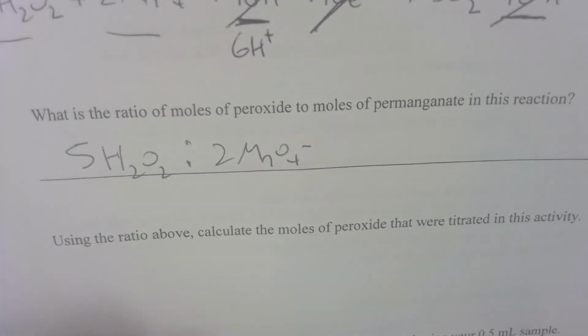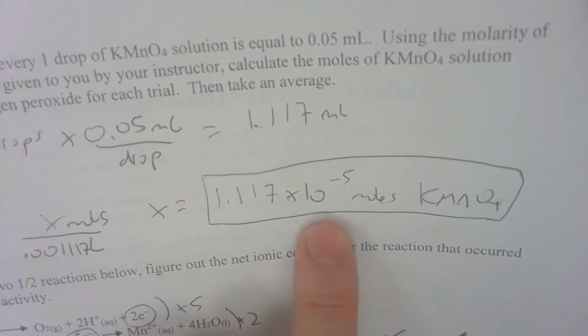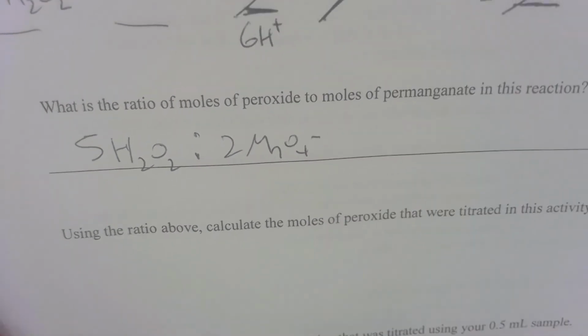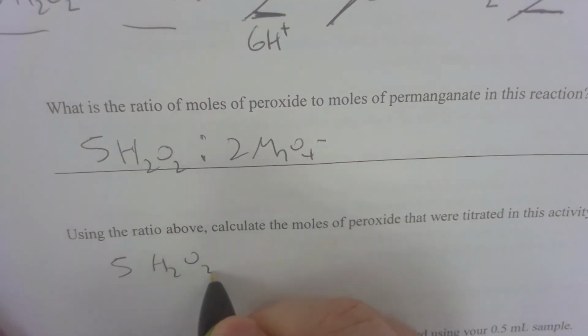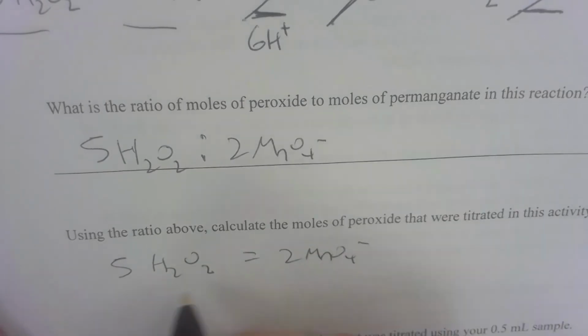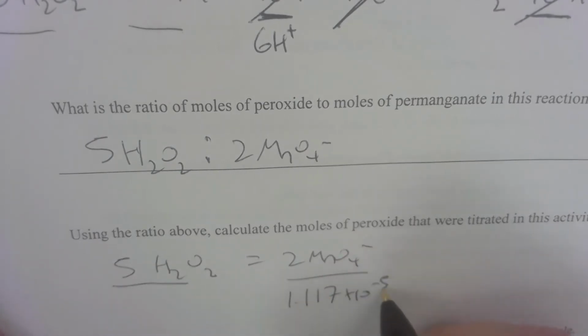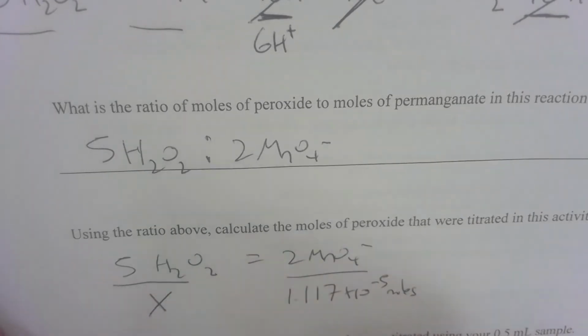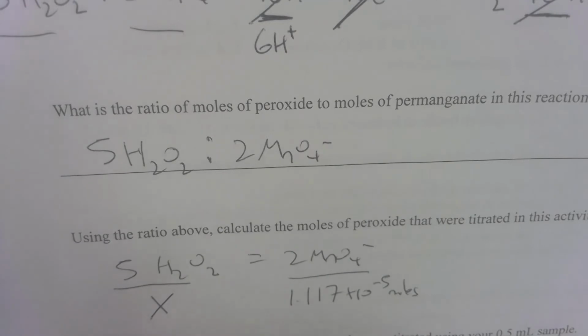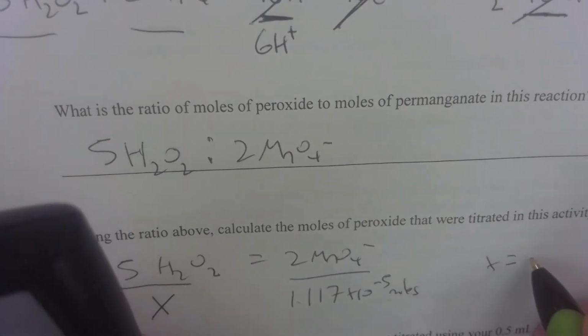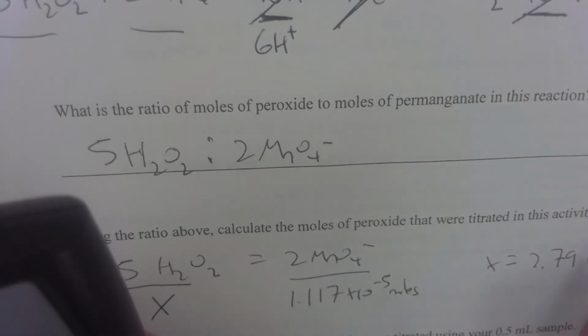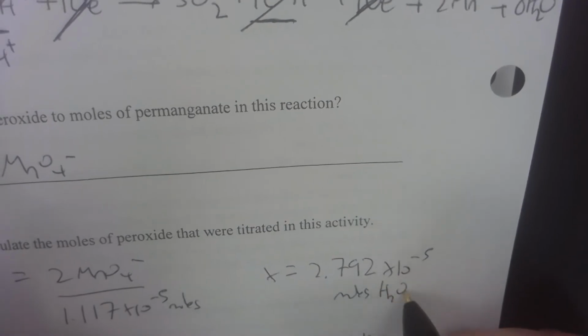Okay? Well, if we go back to the top here, we know that we used exactly this many moles of KMnO4 on average. So if the ratio is 5:2, we can simply just do 5 H2O2 equals 2 MnO4 minus. That's the ratio. We know we used 1.117 times 10 to the minus 5 moles of KMnO4. So we can cross multiply and solve for x. So let me do that. And if my calculator is to be believed, x is equal to 2.79, I'll say round it to 2, times 10 to the minus 5 moles of H2O2.